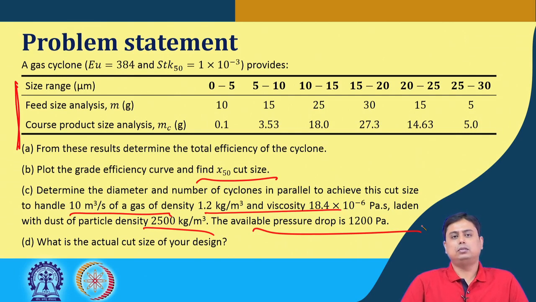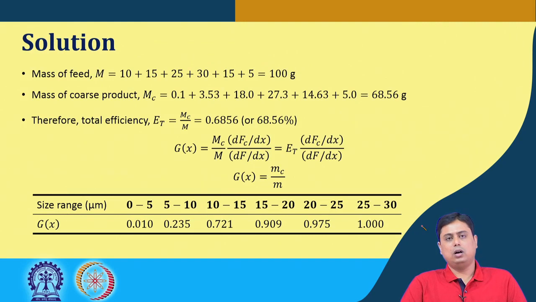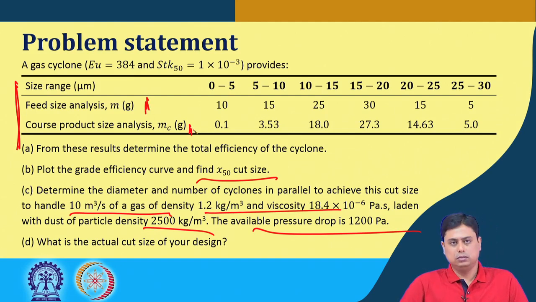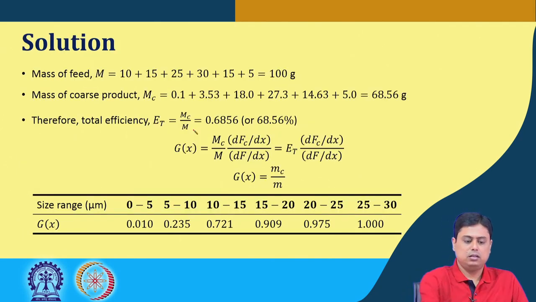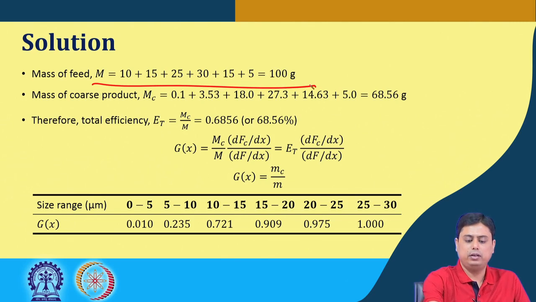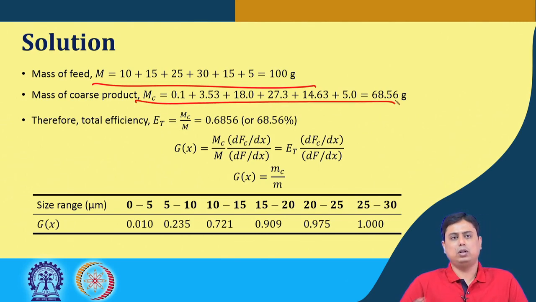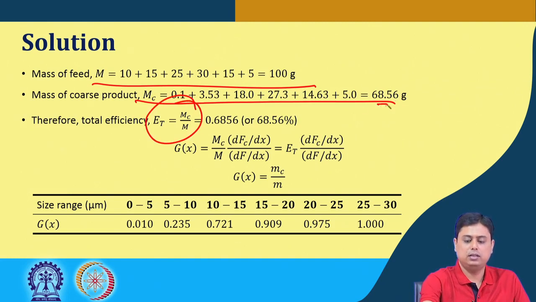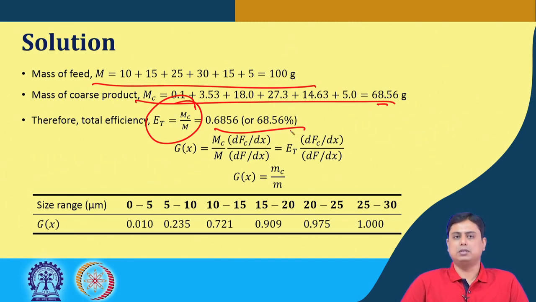So, it is a combination of the last two problems that we did. So, let us quickly go through this example and see whether you can do it yourself. So, the values are given in mass, the cumulative fraction, the cumulative distribution. Okay. So, that means if you add those, you get the total mass of the feed. If you add the coarse product, you get the total coarse product. So, the total efficiency is the ratio of these two, which is 68.56%.